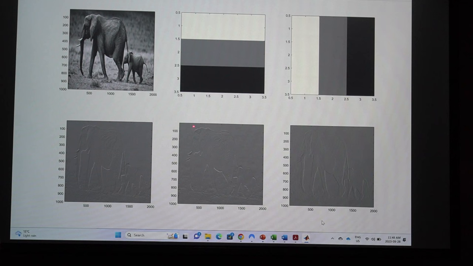If I look at this, it removed many details of these two elephants, but I have a sketch of the shape, the edges. But these are horizontal edges compared to this one, which is vertical edges. And if I combine them, I'm going to see this.